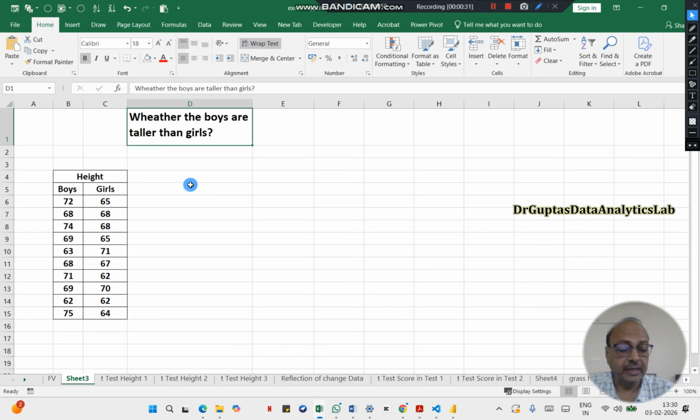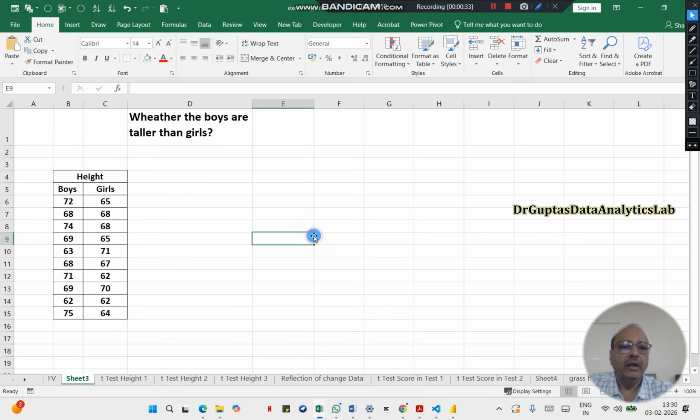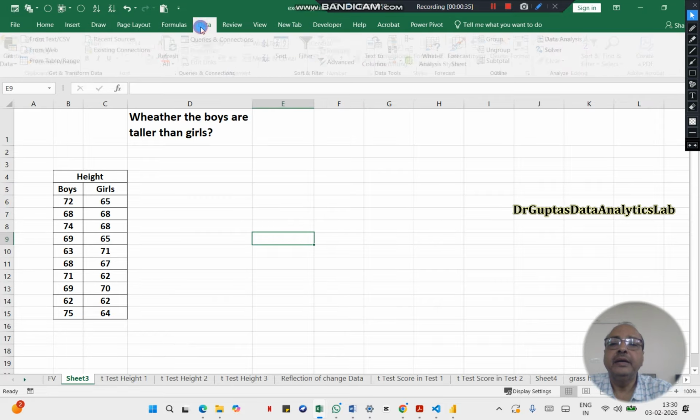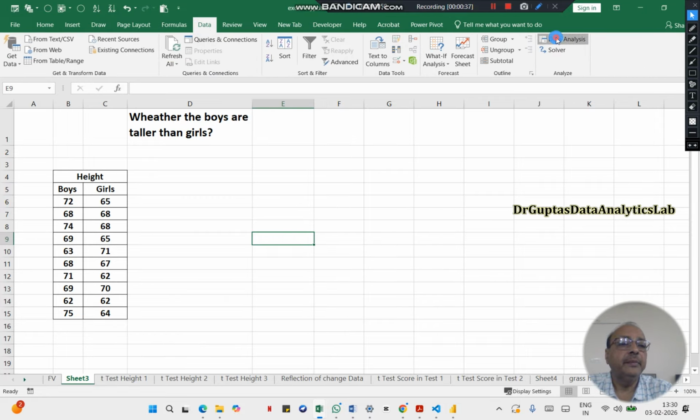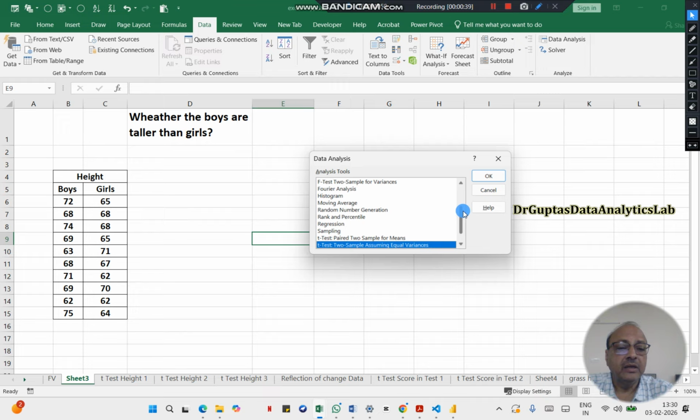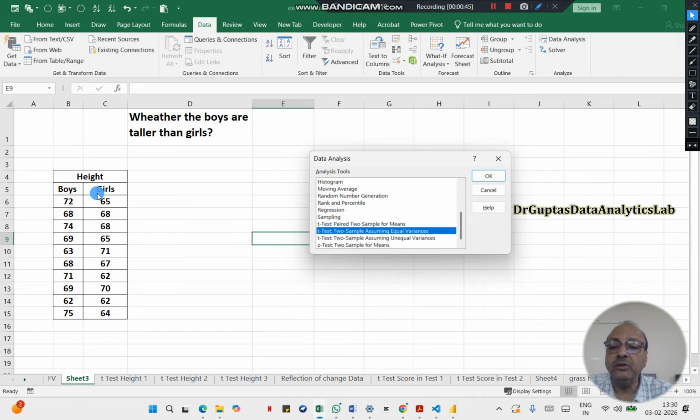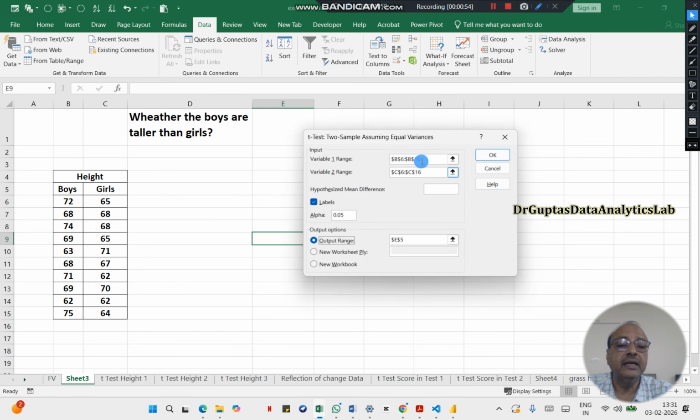तो इसे हमें करने के लिए हम जाते हैं डेटा टैब में, और डेटा टैब में जाने के बाद में डेटा एनालिसिस, और डेटा एनालिसिस में यहाँ एक पेयर्ड टी टेस्ट का ऑप्शन आता है, लेकिन ये पेयर्ड में नहीं लूँगा क्योंकि यहाँ बॉयज़ और गर्ल्स डिफरेंट इंडिविजुअल्स का डेटा है. तो इसको मैं पेयर्ड में नहीं जाऊँगा, इस ऑप्शन में जा रहा हूँ. इसको मैंने सिलेक्ट कर लिया हूँ.